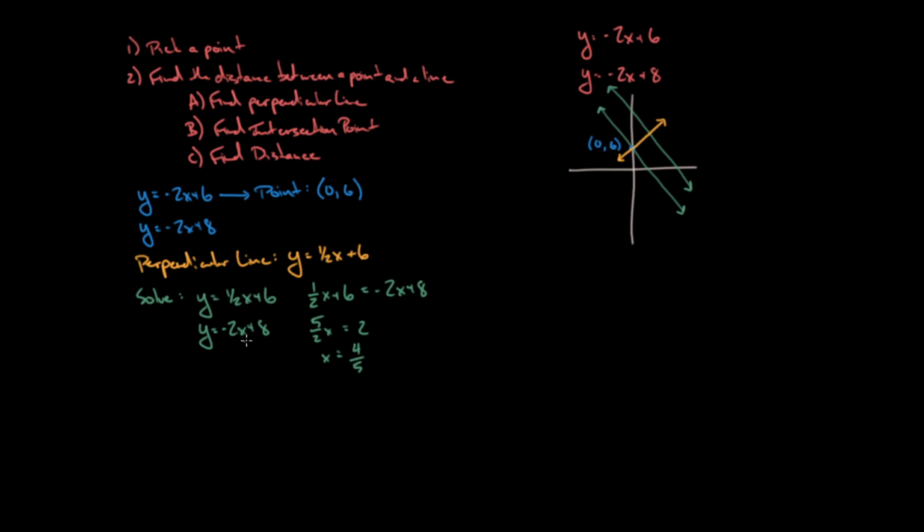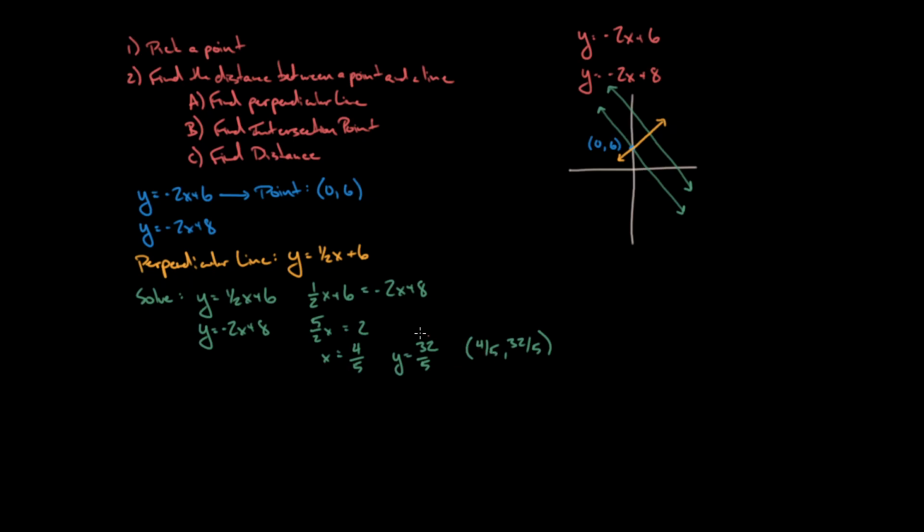If I plug this back into either of these equations, doesn't matter which one, I'll get that y is equal to, all right, if I plug it in here, this will be -8/5. This is 40/5, so 32/5. And I can confirm that if I plug that in over here as well. So 4/5 times 1/2 would be 2/5, plus 30/5 would be 32/5. Great. So my intersection point then is the point 4/5, 32/5.